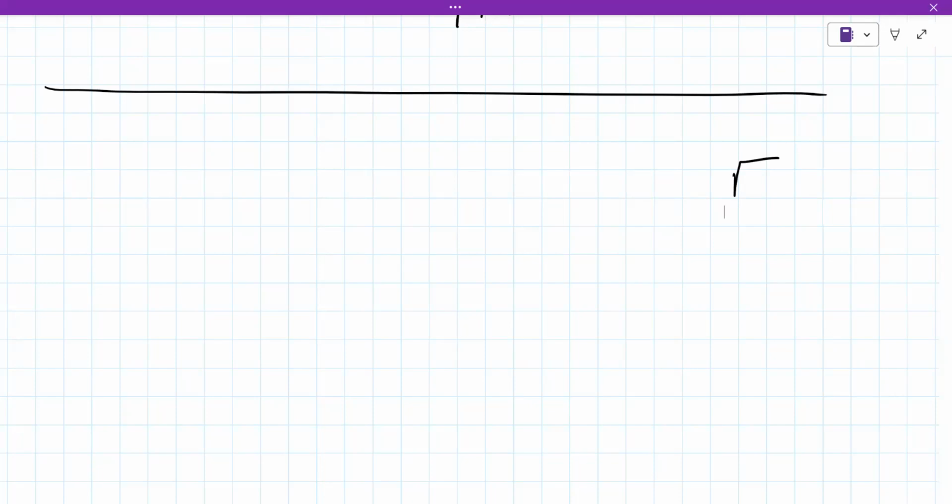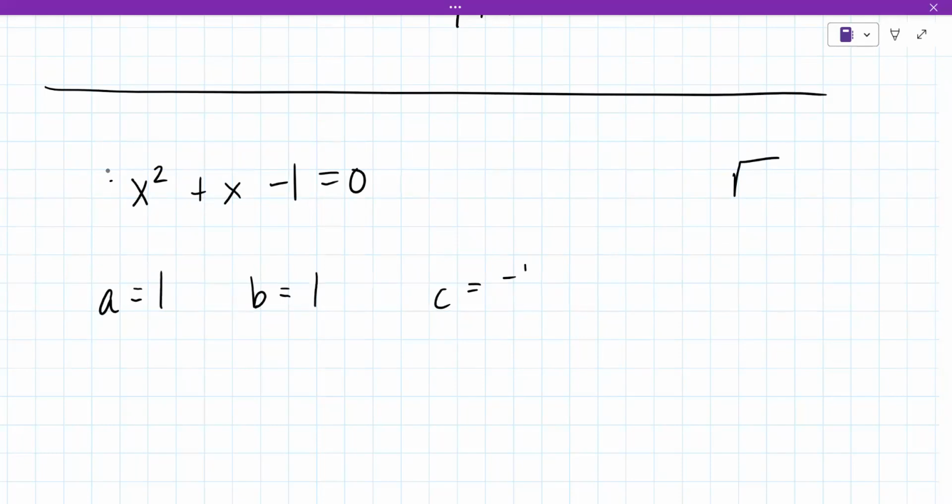Okay, very good. Let's try our problem here. Let's say it's x squared plus x minus 1 equals 0. Can you tell me the values of a, b, and c? A is 1, okay. B is 1, C is -1.